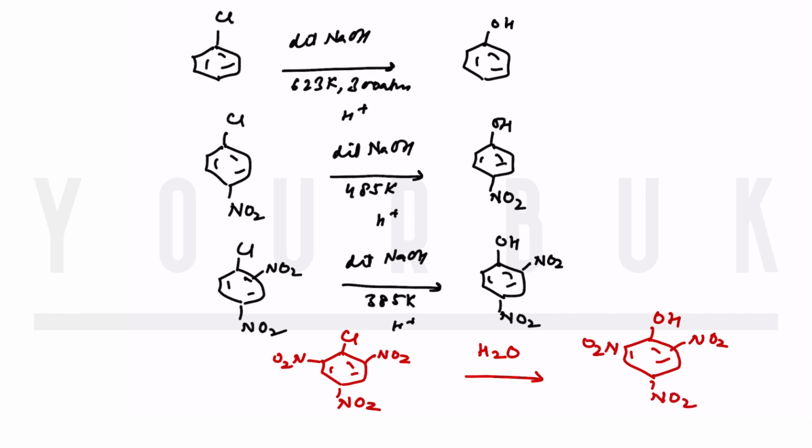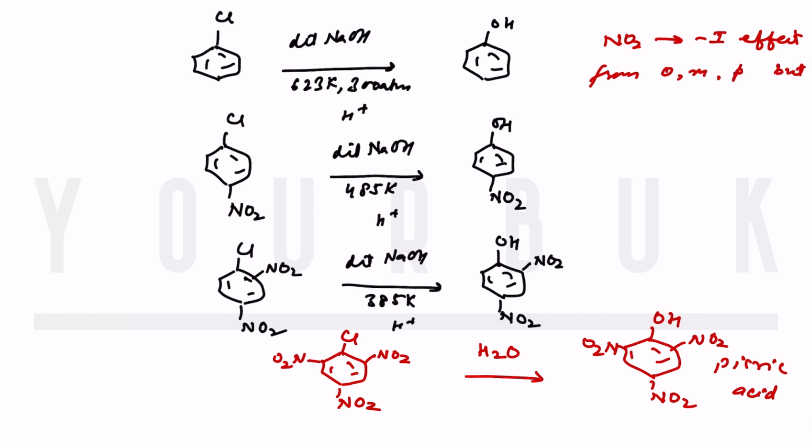So this is the product formed, and this product is called picric acid. The main point is that the presence of an electron-withdrawing group enhances the reactivity. And one more point you should remember, note down, that the nitro group has a minus I effect from all three positions, from ortho, meta and para. But minus R participates in resonance by withdrawing effect only from ortho and para.